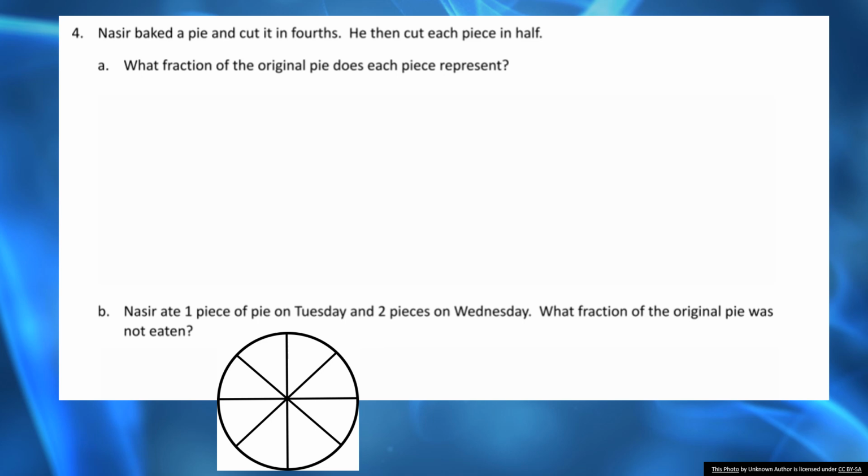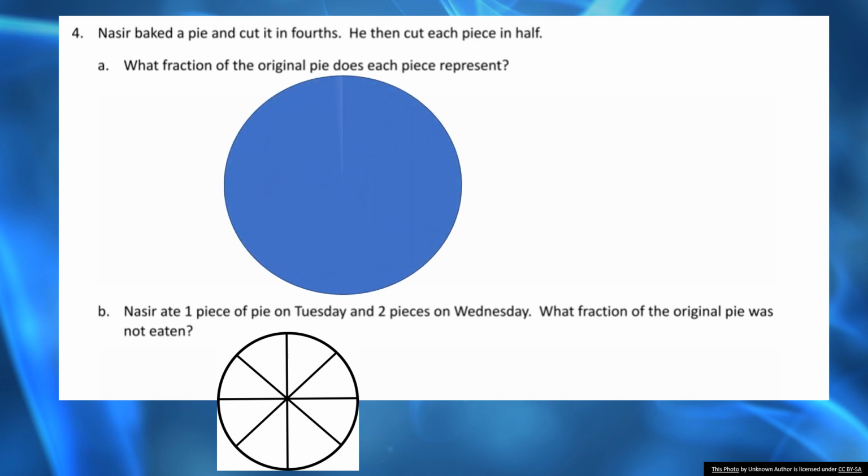Now let's take a look at number 4. Number 4 says, Nasir baked a pie and cut it in fourths. That's the pie. Go ahead and draw your circle, and we're going to cut this pie into fourths. Let's make the first cut. So draw a line straight down, and now let's make the next cut. Draw a line straight across. So now this pie is cut into fourths.